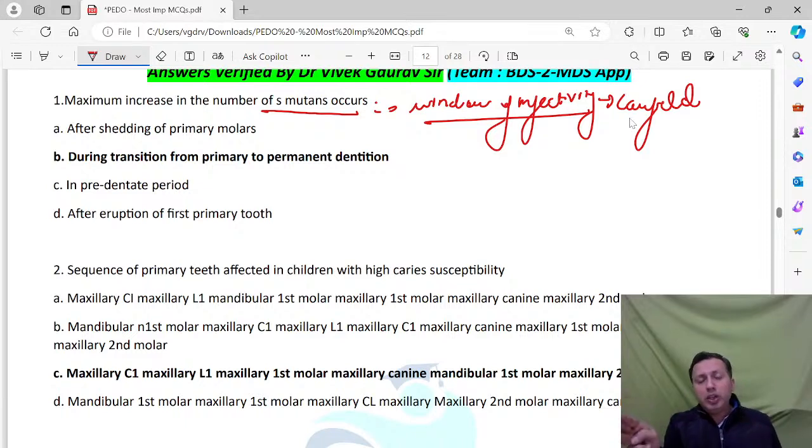By the age of 2 to 3 years, the primary set of dentition completes, and then the second stage is from 6 to 12 years, when the first permanent molar erupts, up to the age when the second molar erupts. So he says that the maximum colonization is seen in the second window of infectivity, and that is from the transition of primary to permanent dentition, that is between the age group of 6 to 12.